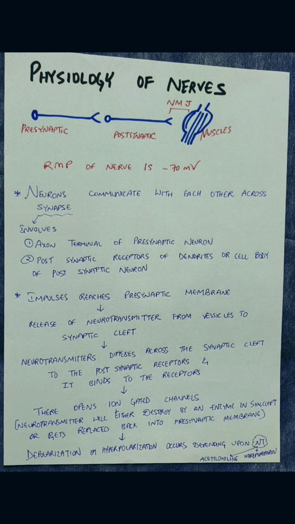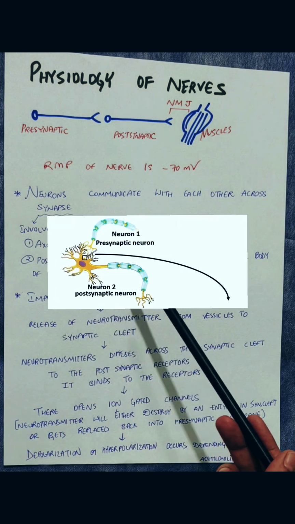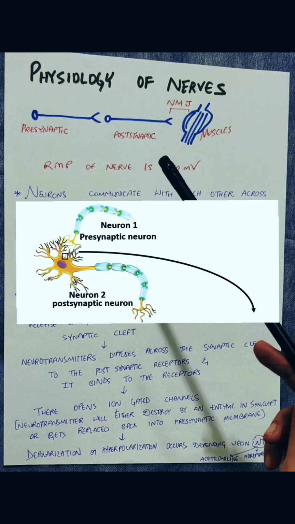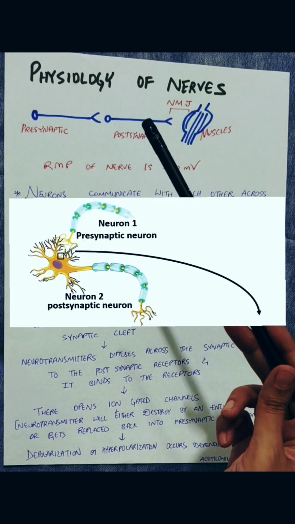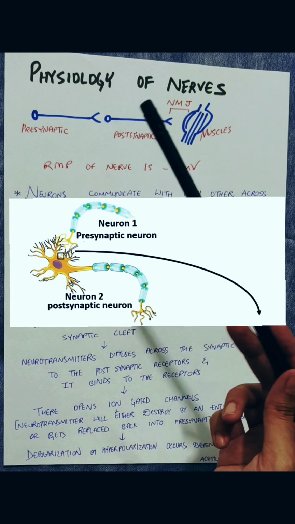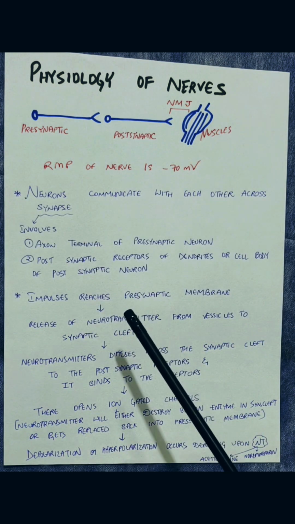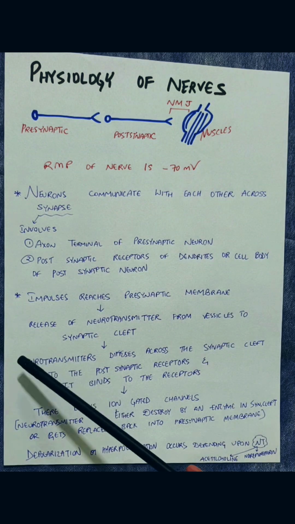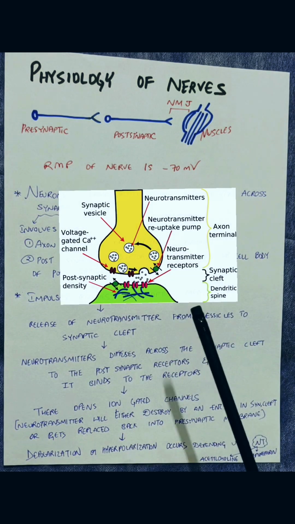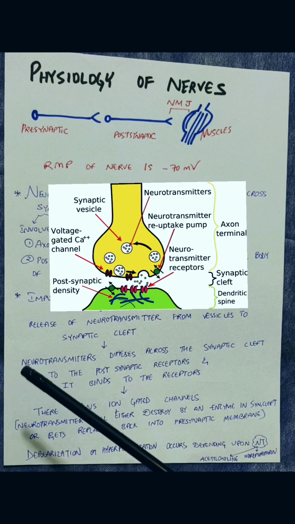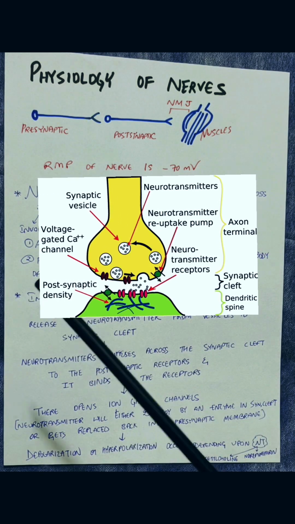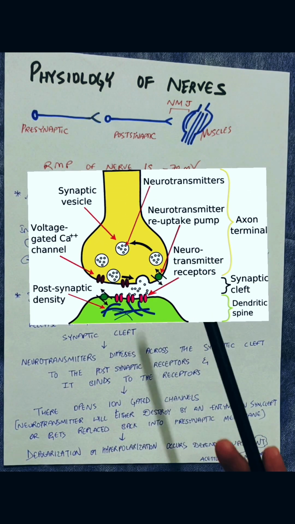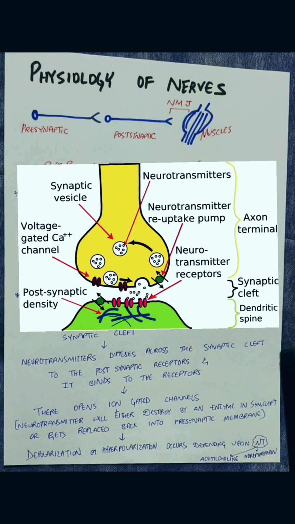In the physiology of nerves, neurons communicate with each other across the synapse, which involves the axon terminal of the presynaptic neuron and the postsynaptic receptors of the dendrites or the cell body of the postsynaptic neuron. The impulse reaches the presynaptic membrane. There is release of neurotransmitter from the vesicles into the synaptic cleft, where the neurotransmitter diffuses across the cleft to the postsynaptic receptor and binds to it.